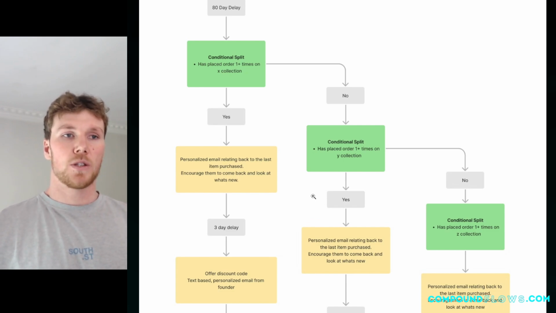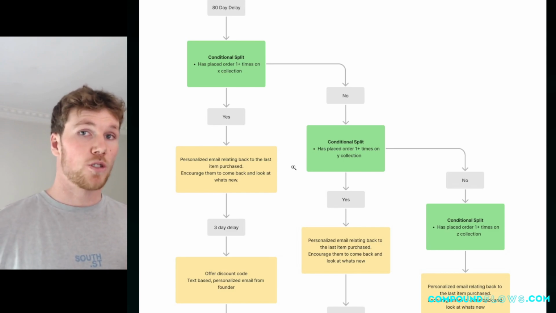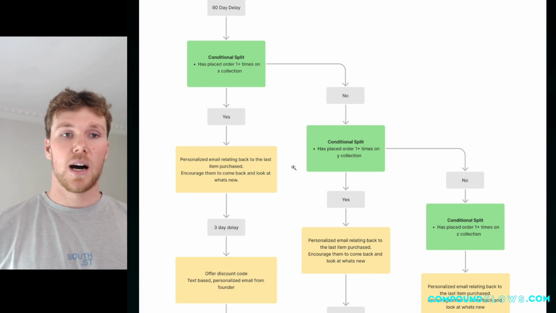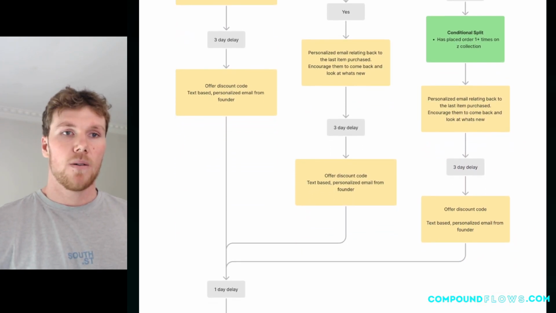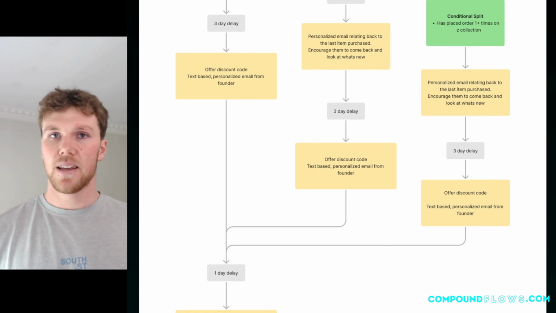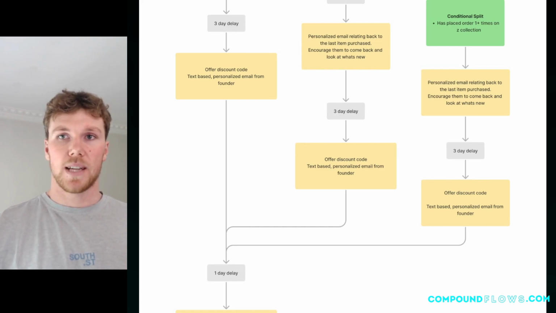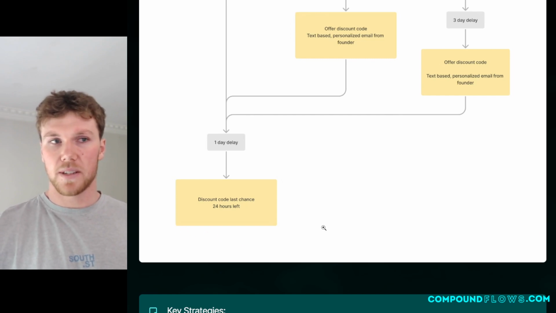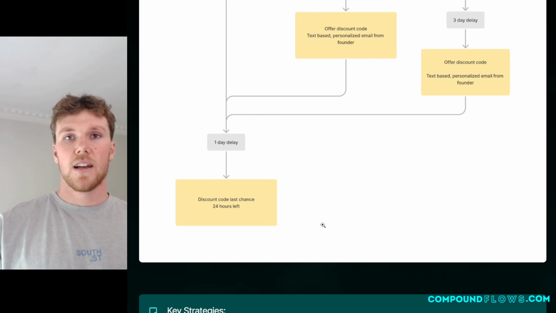And really what we want to be doing here in this first email is encouraging them to come back and see what's new, see what they've missed, see all the new products you've added in the meantime when they haven't come back onto the website. Second email, you want to be offering a discount code and really incentivize them to come back and make a purchase. Again, you can do this from the founder in a text-based email. And again, you want to follow up with that discount code. Just give them a warning, hey, you only have 24 hours left. Use this now.